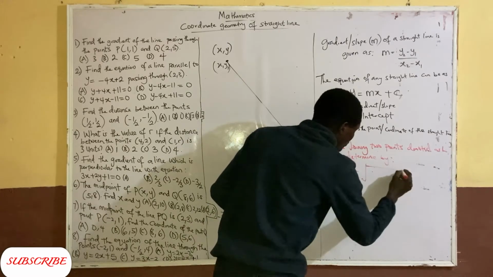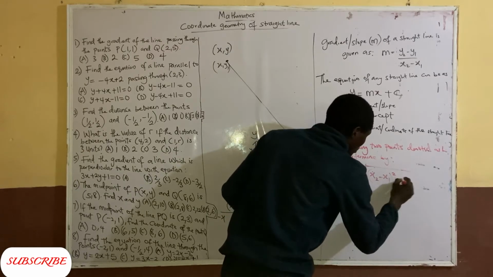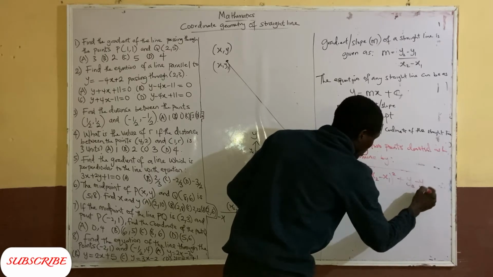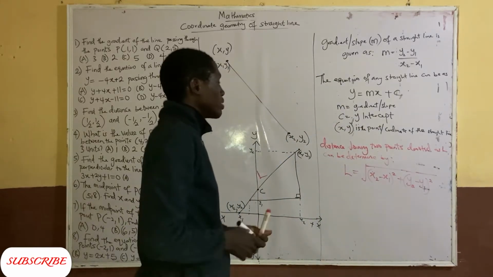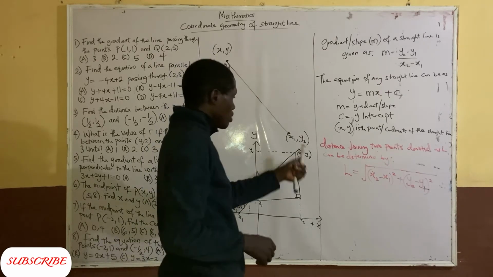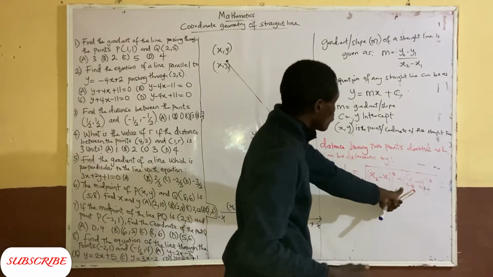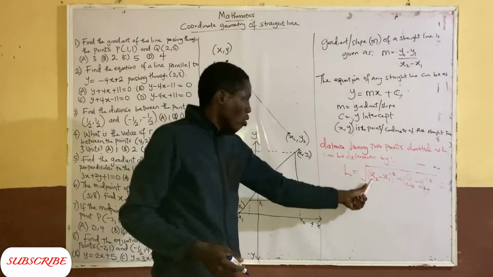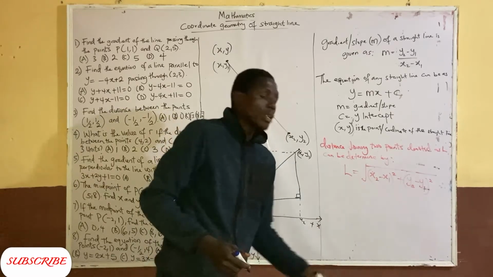x2 minus x1 squared plus y2 minus y1 squared. Don't forget there is a square root. So for the distance joining these two points, point 1 and point 2, we use L equals the square root of x2 minus x1 squared plus y2 minus y1 squared.